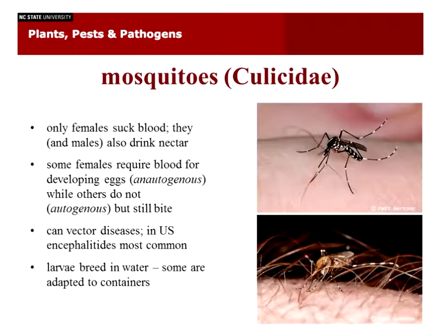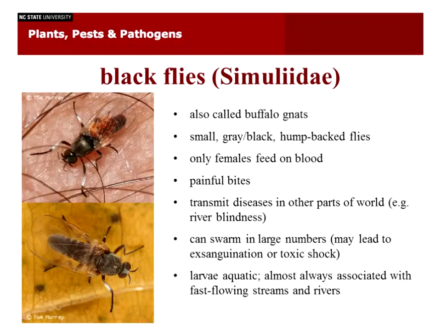The larvae breed in water and are sometimes adapted to containers. So keeping containers clear of water around your home is key to controlling mosquitoes. Of course, if you live on a salt marsh or some big watery area, it's going to be much more difficult.